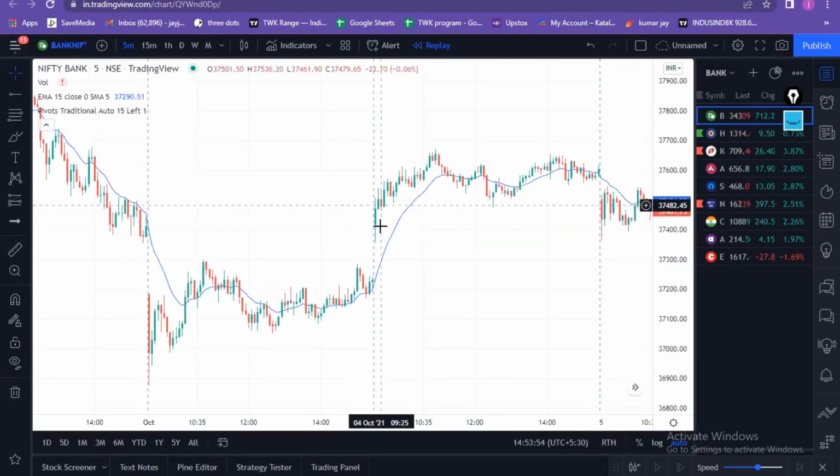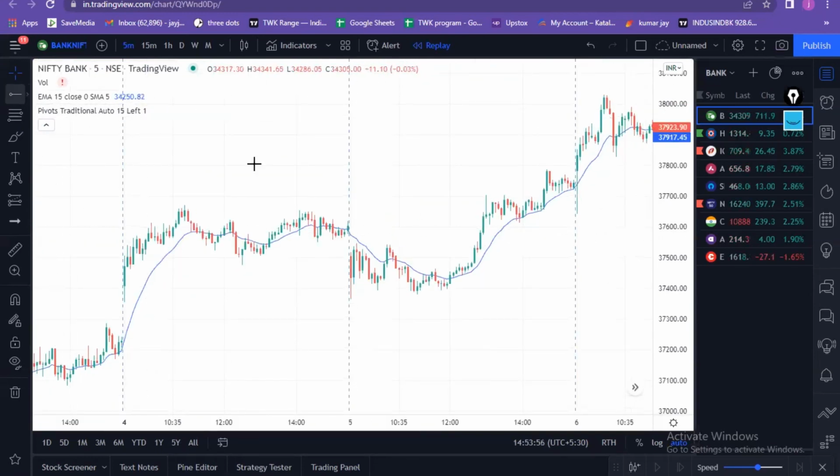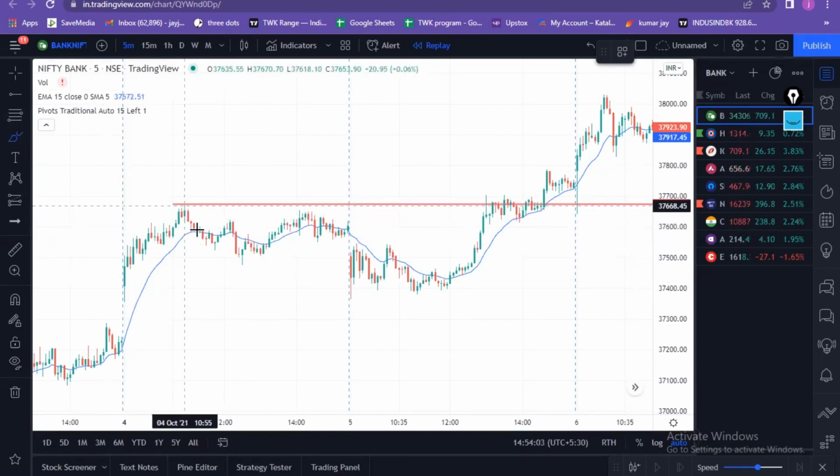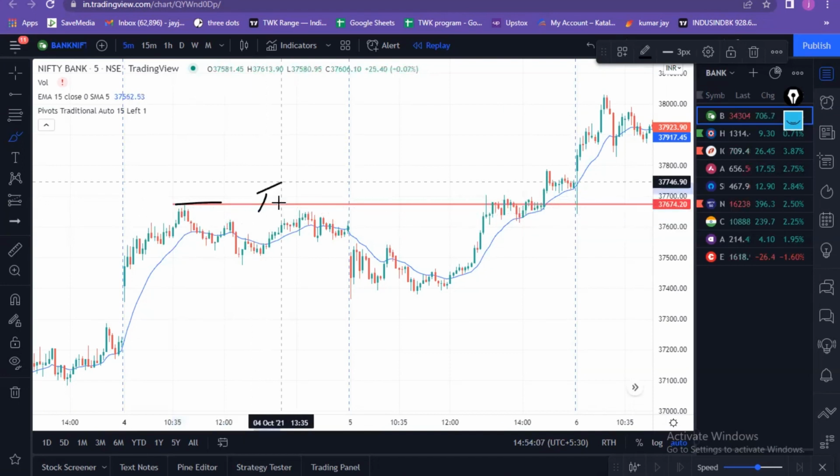Let's say the market opens above the previous day high and R1. What you will do is simply mark the current day high. Can you see over here? The market broke the previous day high and comes below the EMA. You mark the day's high, and if the candle closes above the day's high, then you enter.